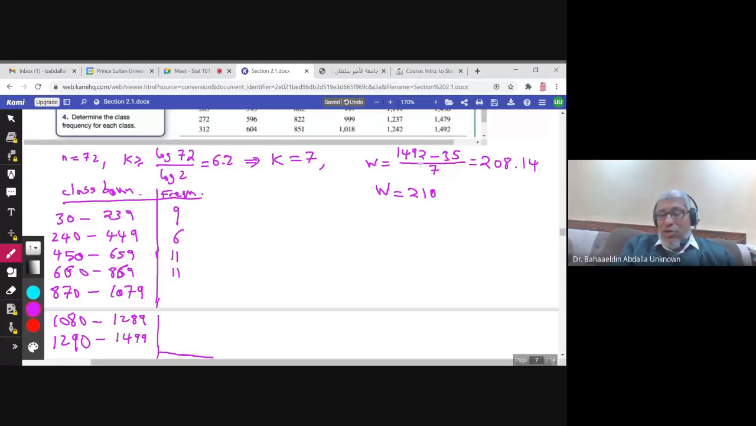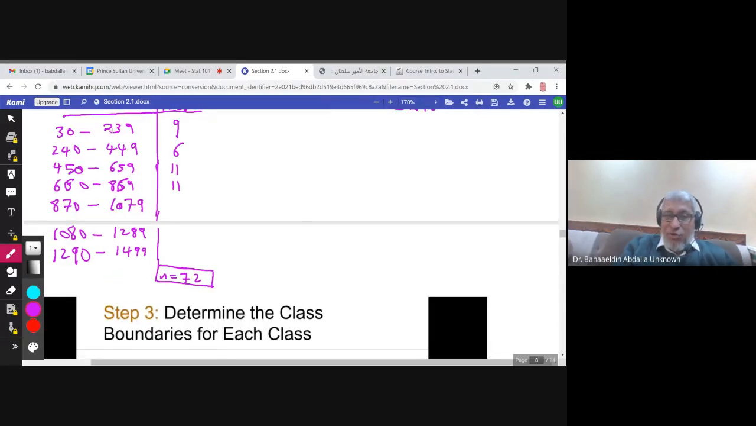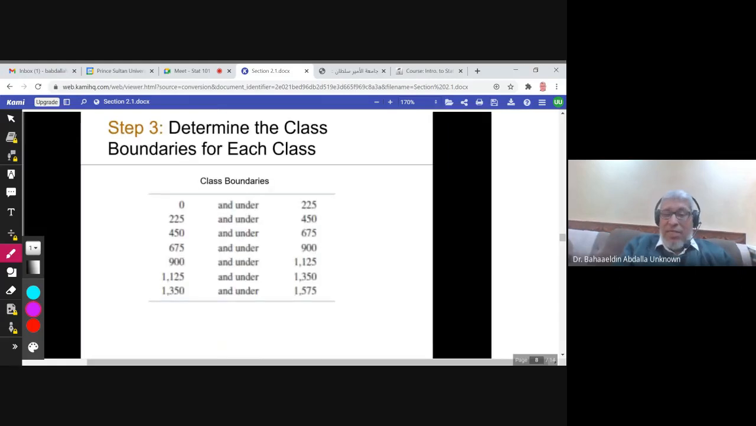Now, if you want to take a width of 225, for example, and start from 0, for example, not from 30, this would also be okay. And if you want to write the class boundaries like this and not like this, this would also be okay. You can write it from 0 and under 225. And then you start from 225, the same number, and under 450. Under means 450 is not here, 449 is here. So you can use this method or that method.